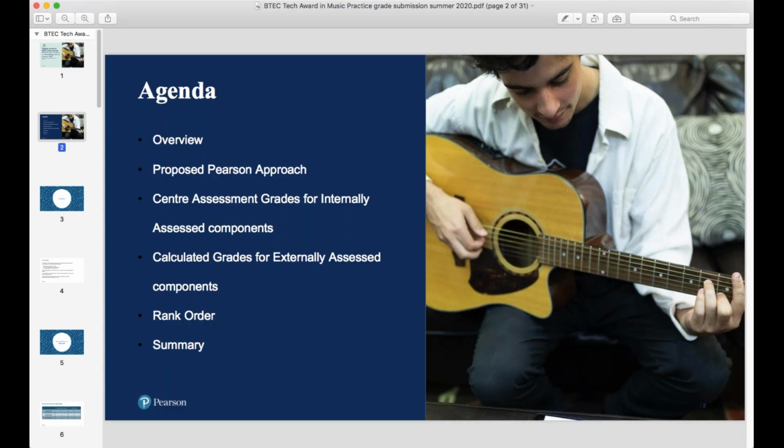So the agenda is to give a brief overview of the situation, look at the proposed approach from Pearson, the process for centre assessment grades for internally assessed components, and evidence you may consider, calculated grades for externally assessed components, rank ordering, and then a summary of the processes as well.